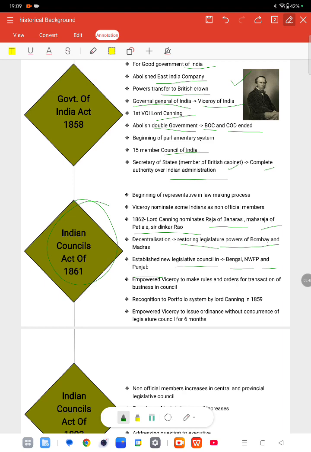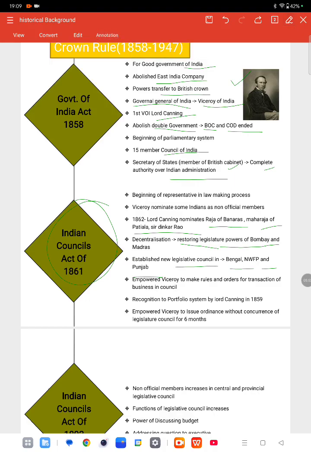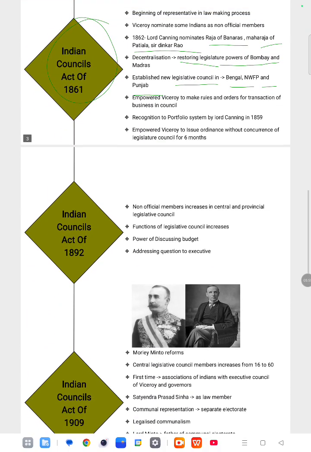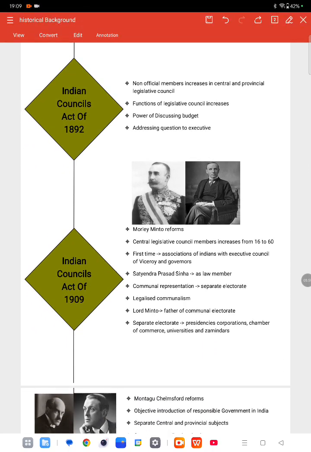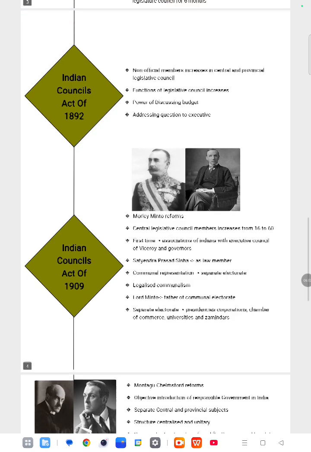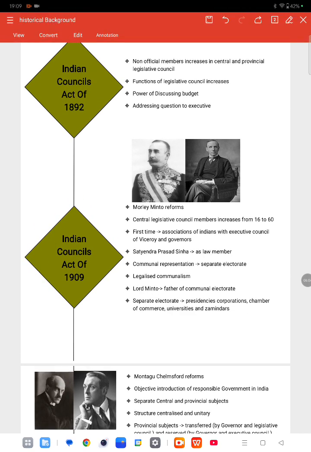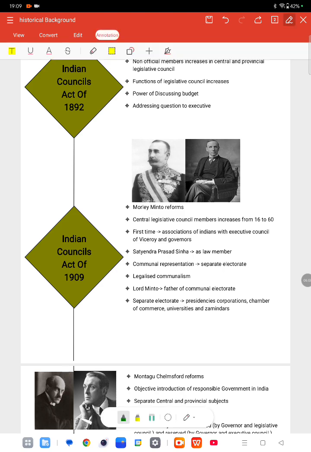They have recognition of the portfolio system that was created by Lord Canning in 1859, and they empowered the Viceroy to issue ordinances without the concurrence of the Legislative Council. Now we could talk about the Indian Councils Act of 1892. Here, new official members increased in central and provincial legislative councils. The functions of the legislative councils were increased, with the power of discussing the budget and addressing questions to the executive.